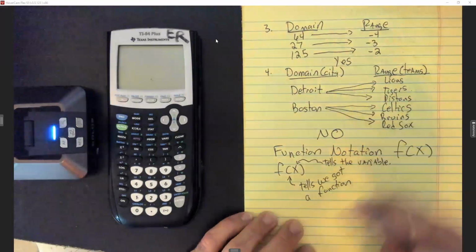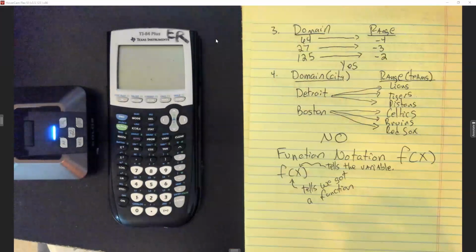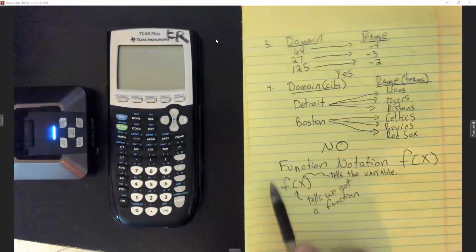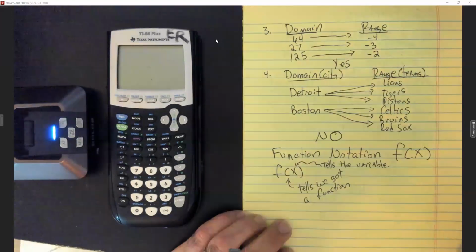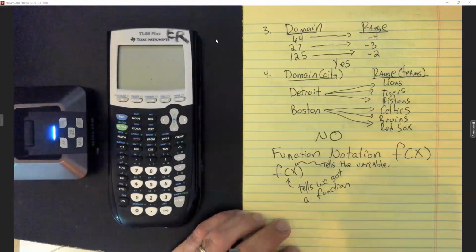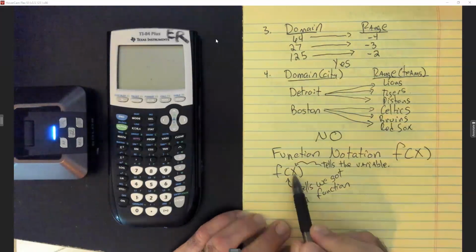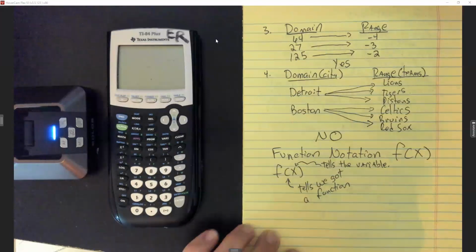Now, a lot of times functions don't always use the f. Like in physics, if you do physics later and they give you formulas for acceleration, they might put an a of t instead of an f of x because they're dealing with time in theirs, okay?